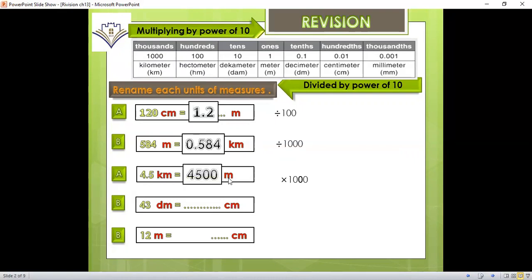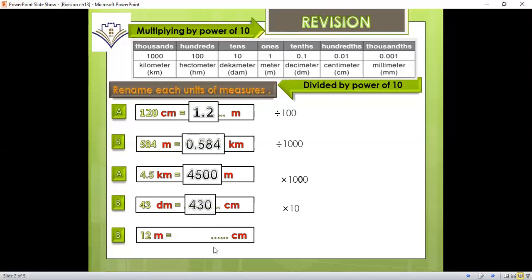4,500. 43 decimeter equals dots centimeter. Where is decimeter here? This decimeter. Where is centimeter? This beside it. Then from decimeter to centimeter, multiply by 10. Then 43 multiply 10 equals 430.